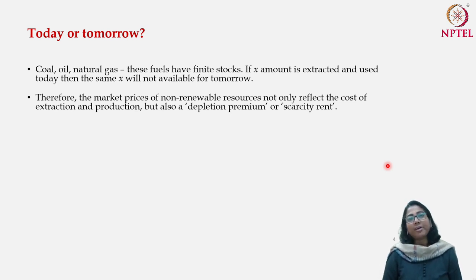This says that if I keep on consuming more and more of these non-renewable resources today, I'll be left with less amount tomorrow. Therefore, it will create a scarcity of this kind of resources. If there is a scarcity of resource, then the price is going to go up. Therefore, the market price of these non-renewable resources not only reflects the cost, but also this kind of depletion premium.